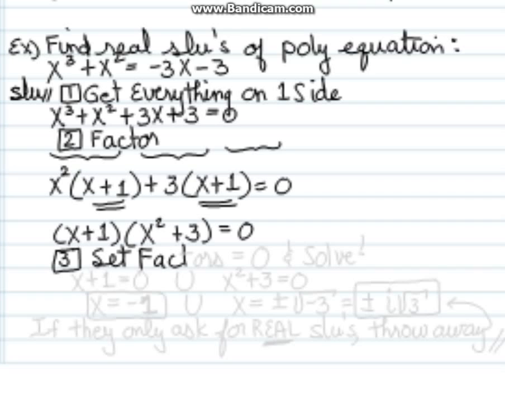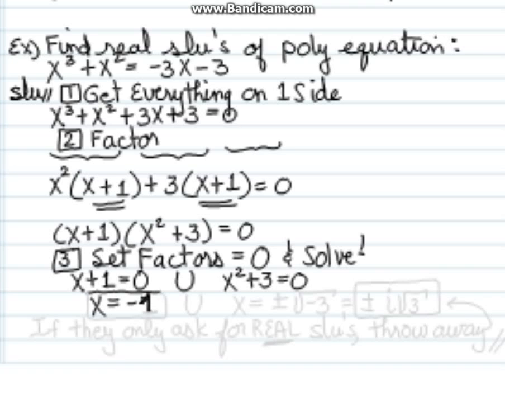Step 3, set each of your factors equal to 0 since their product equals 0, and solve. So we have the first factor, x plus 1 equals 0, union together with the second factor, x squared plus 3 equals 0. Solve each of these equations. We got x equals negative 1, union together with x equals, well, you'll take plus or minus the square root of negative 3.